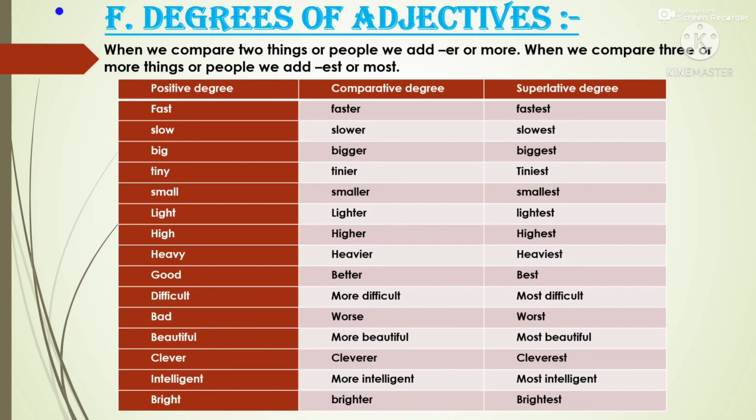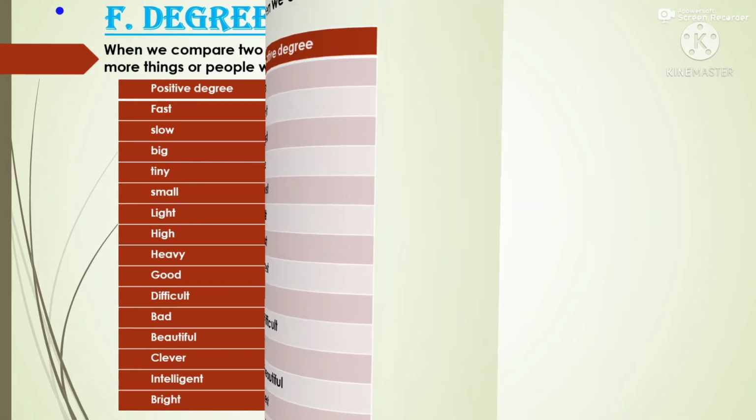Three degrees of adjective. Positive degree first, comparative, superlative. Fast, faster, fastest; slow, slower, slowest; big, bigger, biggest; tiny, tinier, tiniest. You can read all the others. Small, smaller, smallest; light, lighter, lightest; high, higher, highest; heavy, heavier, heaviest; good, better, best; difficult, more difficult, most difficult; bad, worse, worst; beautiful, more beautiful, most beautiful; clever, cleverer, cleverest; intelligent, more intelligent, most intelligent; bright, brighter, brightest.